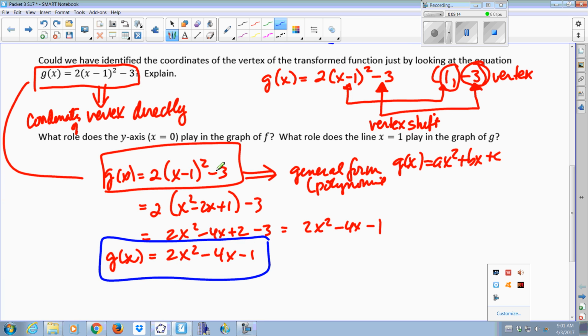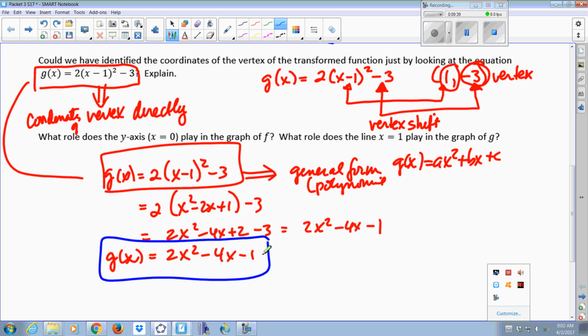This form, again, you can pluck off the vertex right away. This form, the only thing you can pluck off right away is that the parabola opens upward because this number is positive. And if I cover up the 2x squared minus 4x, there is your y-intercept. That's all you can tell so far.